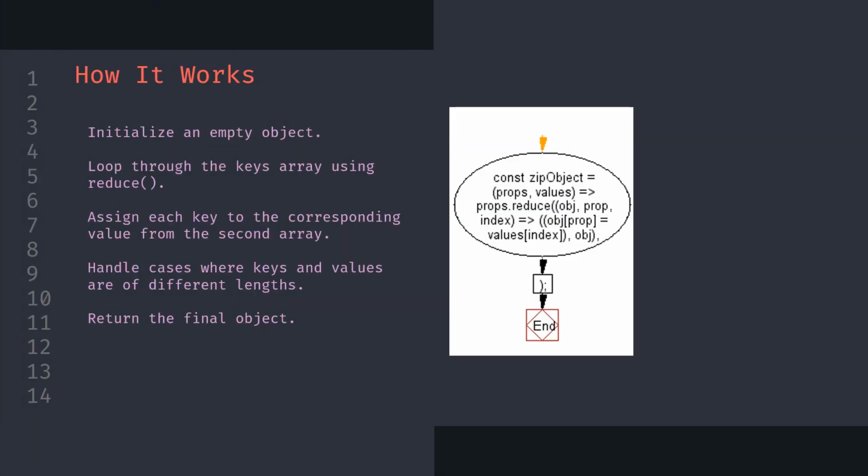The function initializes an empty object and iterates through the keys array, assigning values from the second array. It ensures that keys without values are assigned undefined, while excess values are ignored.